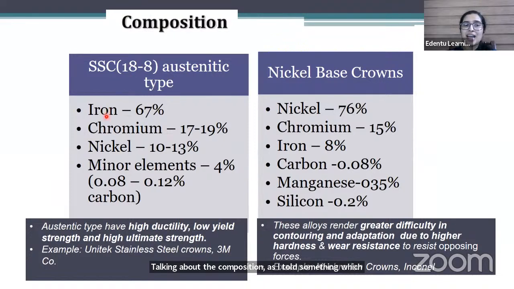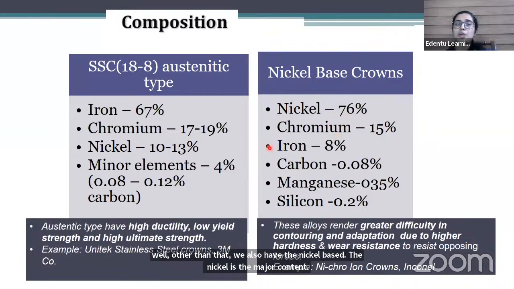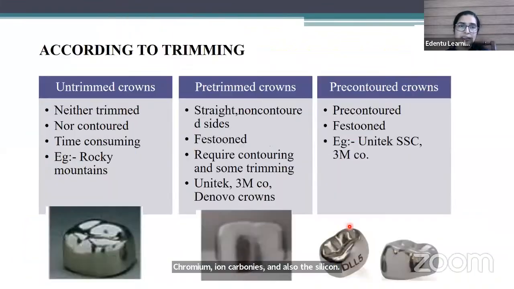Talking about the composition, as I told, something which is very important and asked multiple times, we have the SSC, in which we have iron, chromium, nickel, as well as the minor elements. So just have an idea regarding the important composition of each of these. Okay, so the percentage is something that is good if you could remember and if you could pen this down as well. Other than that, we also have the nickel-based chrome, in which nickel is the major content, accounting for 76%, followed by chromium, iron, carbon, manganese, and also silicon. Okay, so just have an idea regarding each of these.